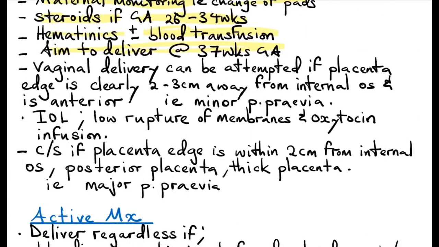Okay. Vaginal delivery can only be attempted if the placental edge is clearly 2 to 3 centimeters away from the internal os and is anterior. For example, a minor placenta previa. In this case, you can do an induction of labor where you do rupture of membranes and put them on oxytocin infusion. Now, if the placental edge is within 2 centimeters from the internal os, that's just too close to the internal os, or any placenta that is in the posterior aspect, or any thick placenta, or a major placenta previa, do a cesarean section.